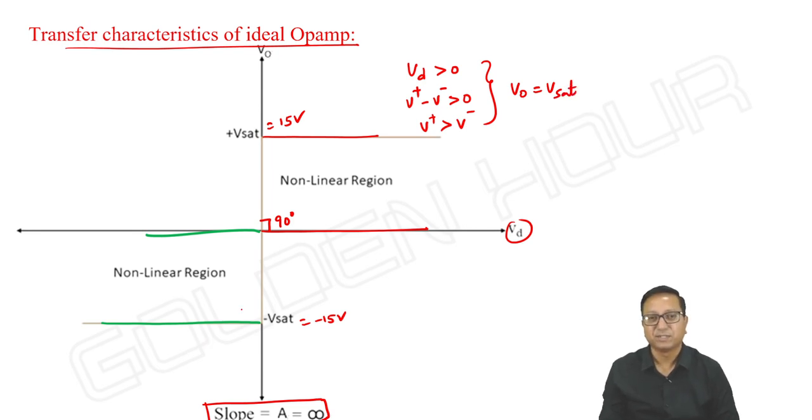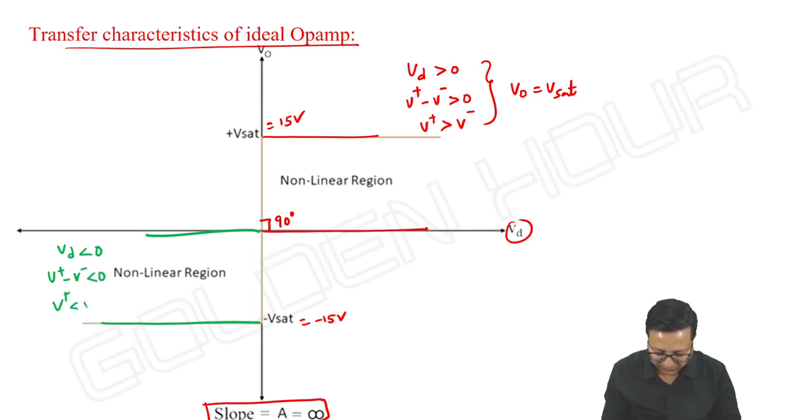That's it. Similarly, from this what we can write, if VD is less than 0, or V plus minus V minus less than 0, or V plus is less than V minus, what is the output? It is minus V saturation.